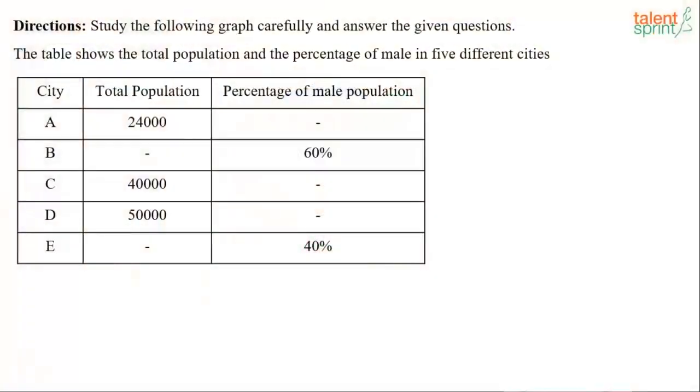Okay, now we have, I think, data interpretation. Numbers is as usual. There's nothing to be discussed there. So let's take up this question on data interpretation. Look at the data. Study the following graph carefully and answer the questions given below. The table shows the total population and the percentage of male in 5 different cities.